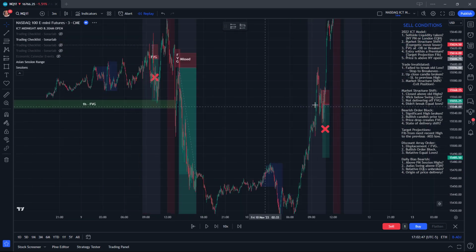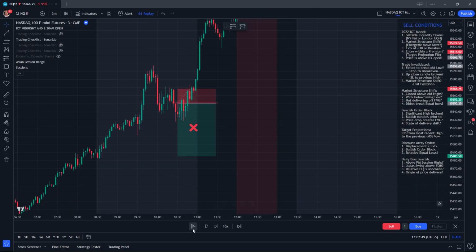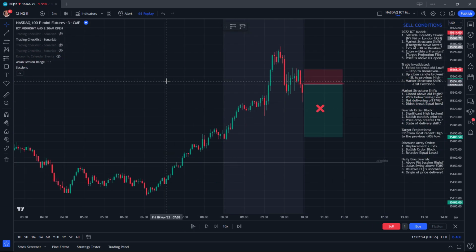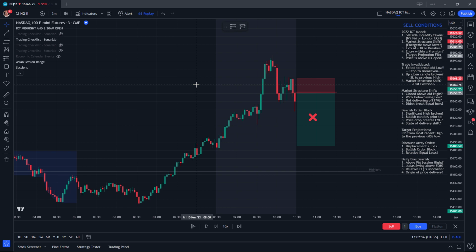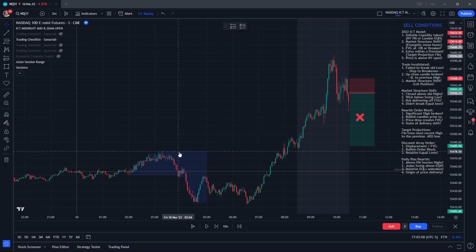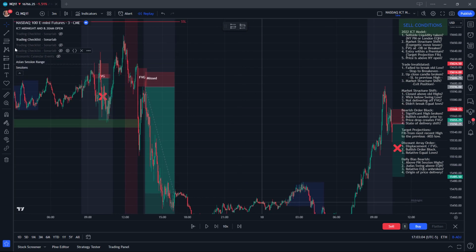Okay, so let's come back here to the third loss. Was this a valid trade? Sell side liquidity taken. Okay, yeah, but it took the London session highs. That's undeniable. But again, it didn't take the PM session highs.